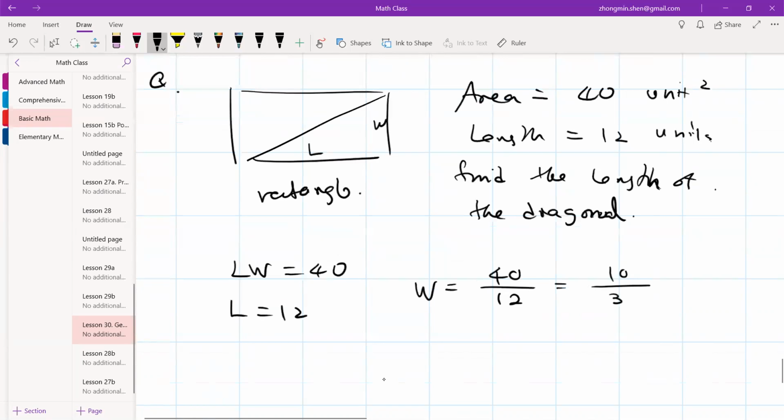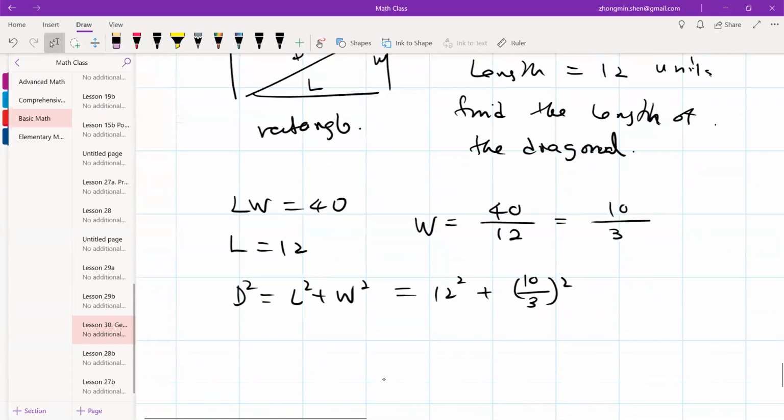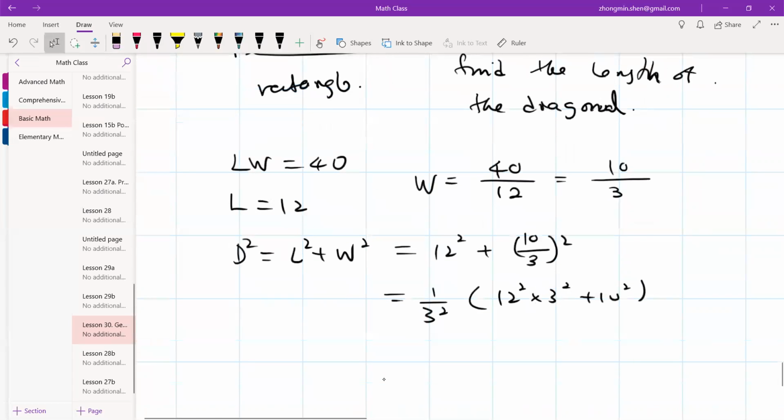So for the length of the diagonal, D squared equals L squared plus W squared. L is 12, squared. W is 10 over 3, squared. Let's simplify this. 12 is 3 times 4, so you can factor it out. You can take 3 squared out. Then you have 3 squared times 12 squared over 3 squared plus 10 squared over 3 squared.